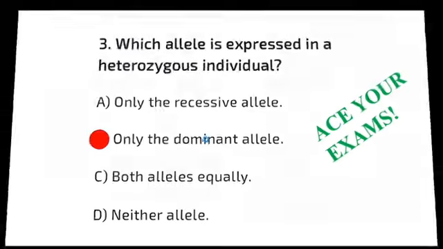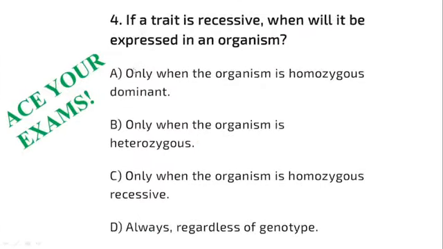So we now move on to our fourth question. Question 4 reads, if a trait is recessive, when will it be expressed in an organism? A, only when the organism is homozygous dominant. B, only when the organism is heterozygous. C, only when the organism is homozygous recessive. D, always regardless of the genotype.